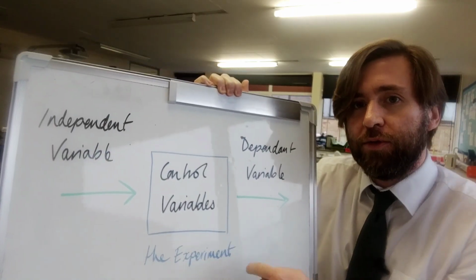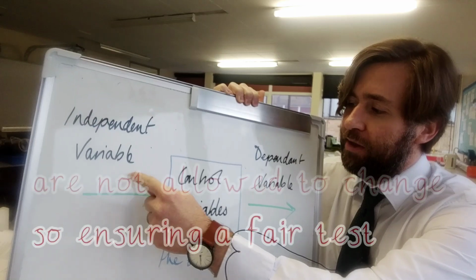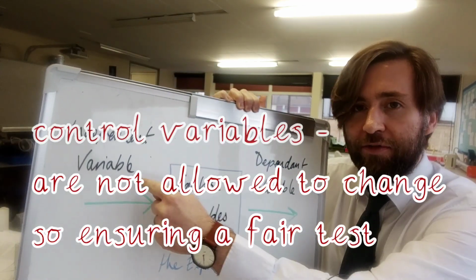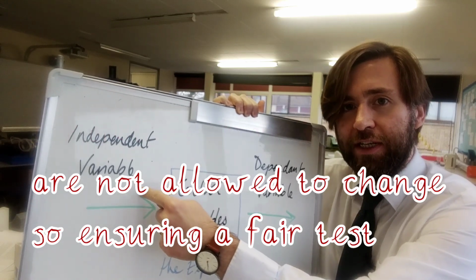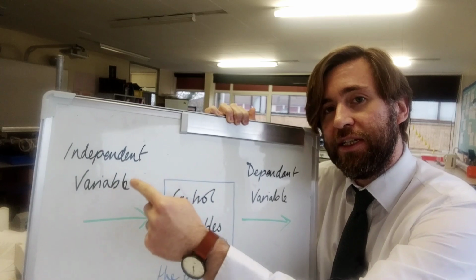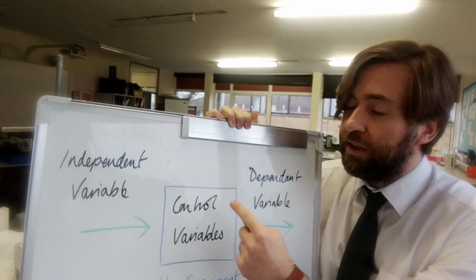What about the control variables? Well, the control variables have to do exactly the same thing with the independent variable. So the dependent variable is the exact same thing for whatever value of the independent variable we put in. The dependent variable should only depend on whatever we put in, the independent variable. The control variables are things that could affect it.